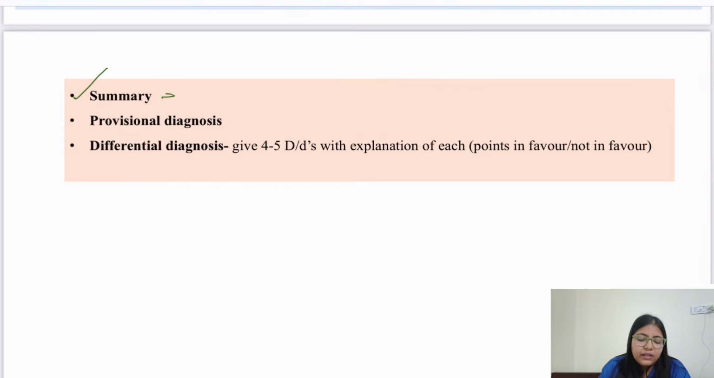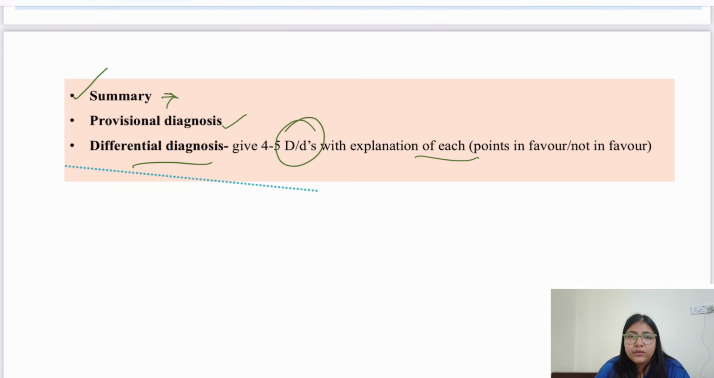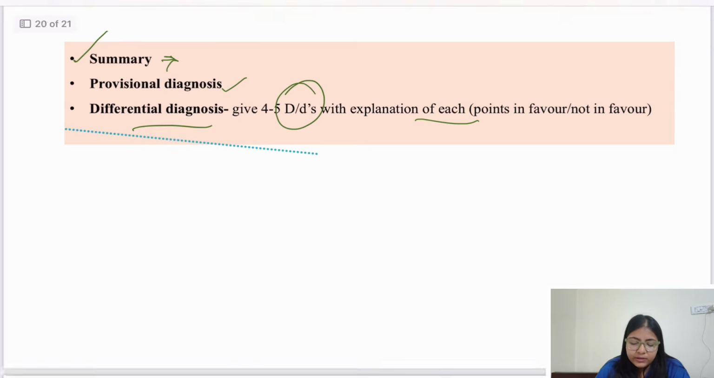In the summary, you tell the history, the important positive findings and the important examination findings. Then you give a provisional diagnosis and then 4 to 5 differential diagnoses, and explain what points are in favor of these differential diagnoses and what points are not.